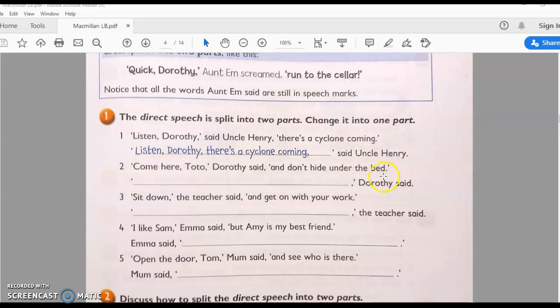How would we write it? "Come here, Toto," Dorothy said, "and don't hide under the bed." Okay? So how would we write it? Let me give you a couple of seconds to think about it. Right? So I would write it: "Come here, Toto, and don't hide under the bed," Dorothy said.